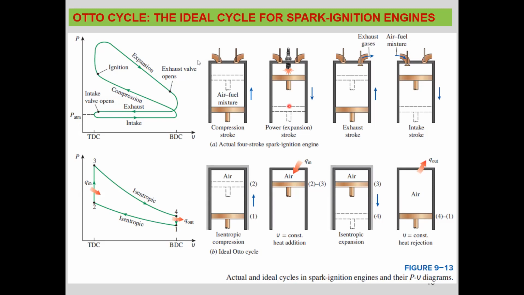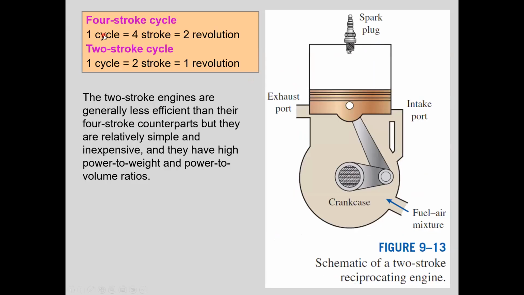1 stroke, 180 degrees of crankshaft rotation. 2 strokes, 360 degrees, 1 complete revolution. 4 strokes, 720 degrees. So 4 strokes, 1 cycle, is equal to 4 strokes, 2 revolutions. 2 revolutions is equal to 720 degrees. 1 stroke, 180 degrees. 2 strokes, 360 degrees, which is equal to 1 revolution.